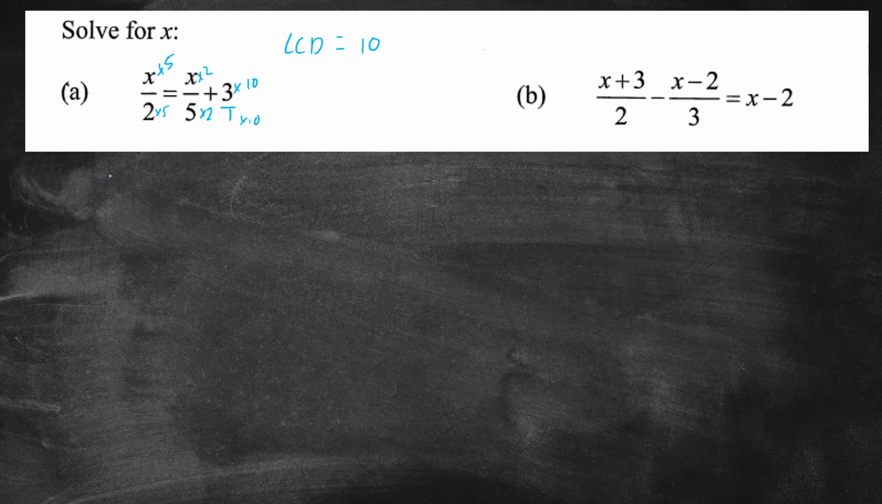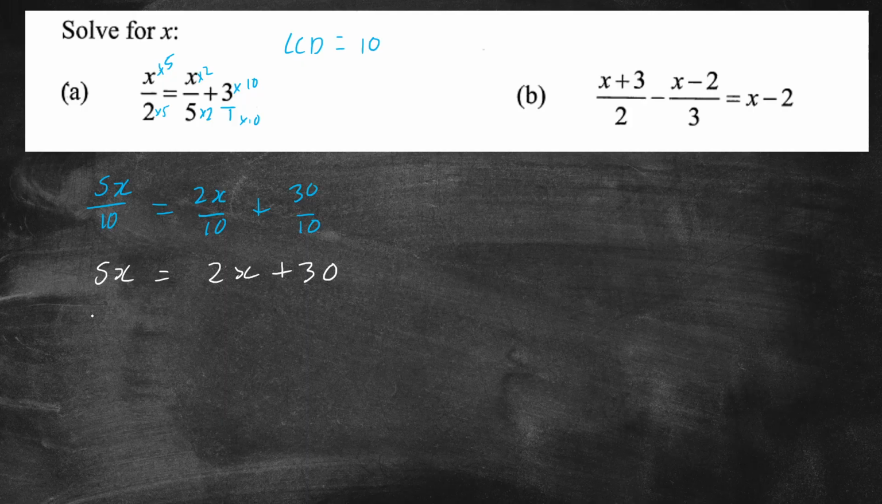So we'll have 5x over 10 equals 2x over 10 plus 30 over 10. And then once we've got the same denominators, we can drop the fractions, because it's the same as multiplying every term by 10. So we'll have 5x equals 2x plus 30. And then once we've done that, it's just a normal linear equation.